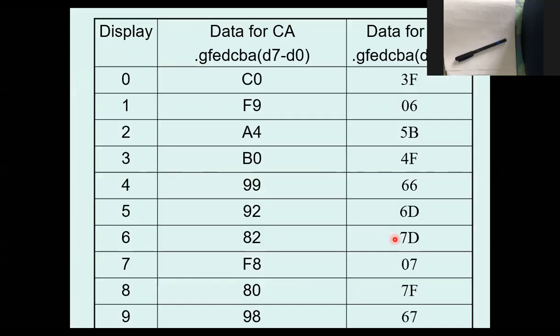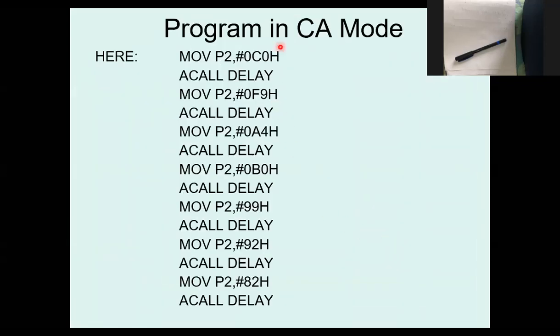So next, how to display? Just see: MOV P2, #0C0H. This program is a common anode program. So C0 will display 0. So P2 will be C0, then ACALL delay.